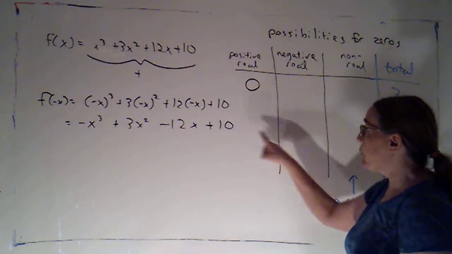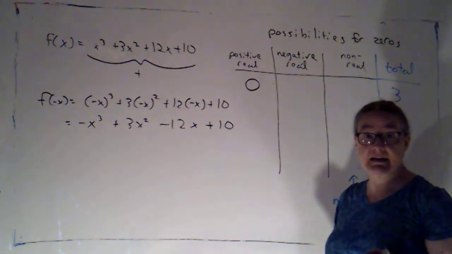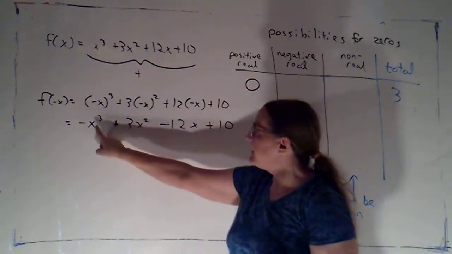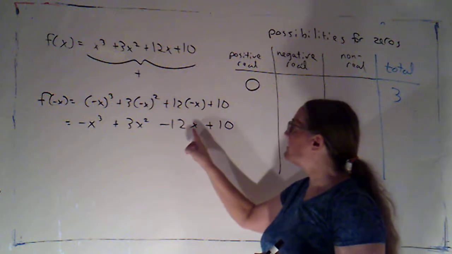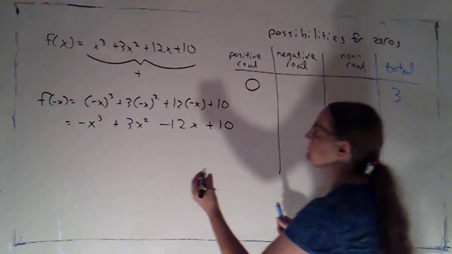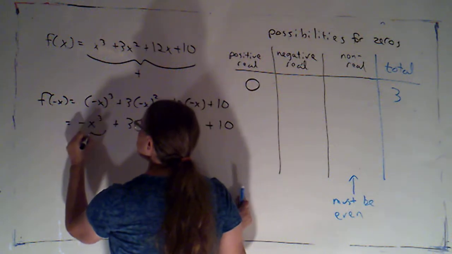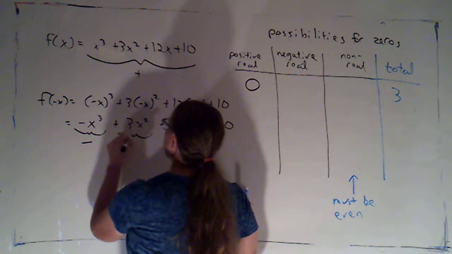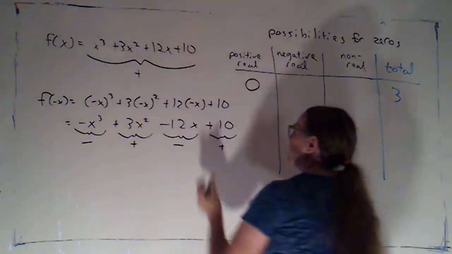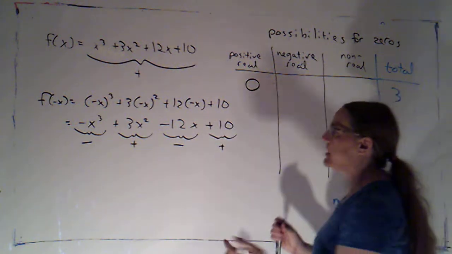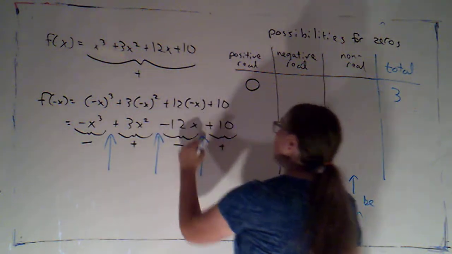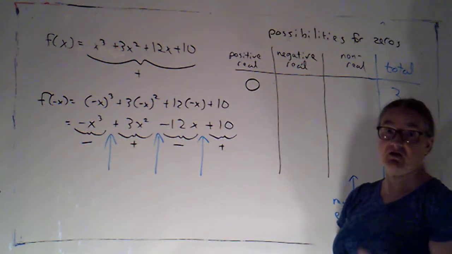Now it is very important that I've written everything in descending order here, because I'm taking advantage of the fact that the size of the terms goes with the power of x. Okay, so here I've got this is negative, then we've got a positive, then we've got a negative, then we've got a positive. So sign changes, 1, 2, 3 sign changes.